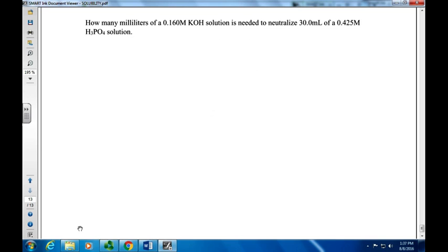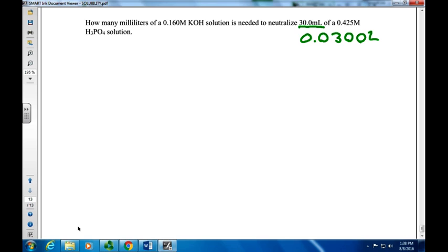How many milliliters of 0.160 molar KOH solution is needed to neutralize 30.0 milliliters of 0.425 molar H3PO4 solution? Again, we're going to want to convert milliliters to liters because we're going to be dealing with a molarity problem, which means that our 30 milliliters up here is actually going to be 0.0300 liters, if you'll permit me the brevity.